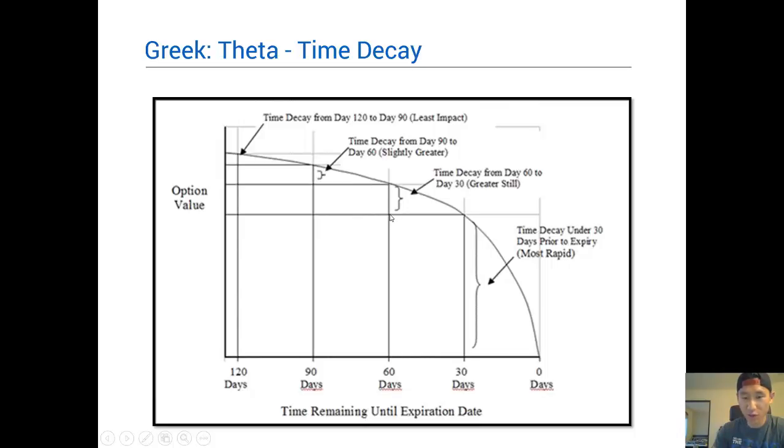And from 60 to 30, again, the rate of decline has increased. And from 30 to 60, you see that it is the most rapid, or the rate of decay or time decay has exponentially grown relative to the other previous days. So something to think about.